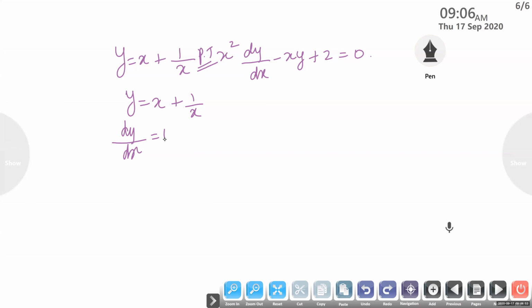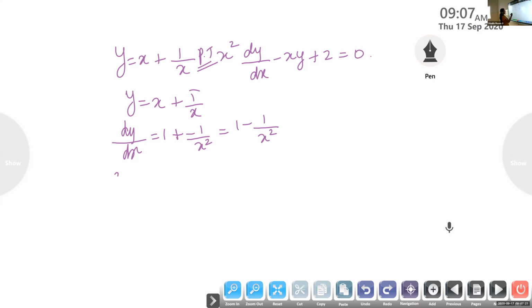Then plus, what is the derivative of 1 by x? This one has a formula we have to learn. What is the derivative of 1 by x? It is minus 1 by x square. So we can write this as 1 minus 1 by x square.